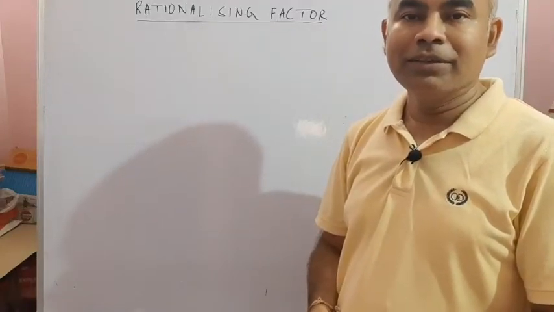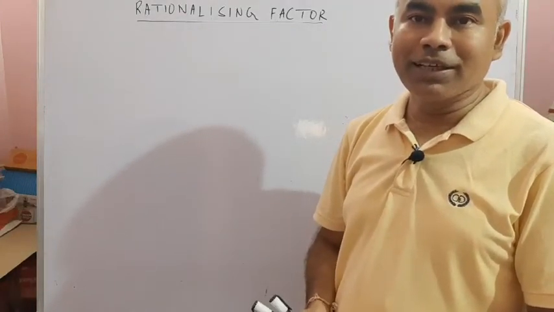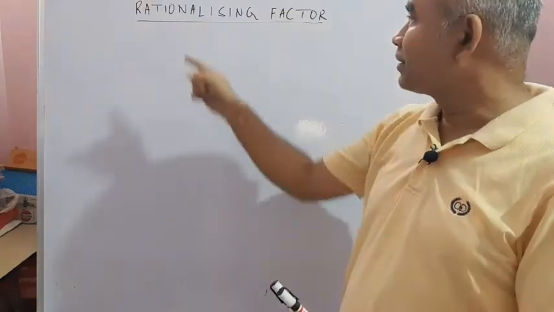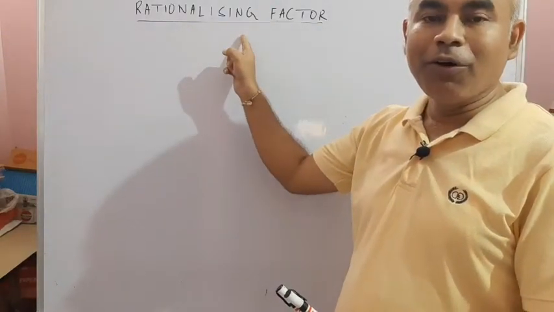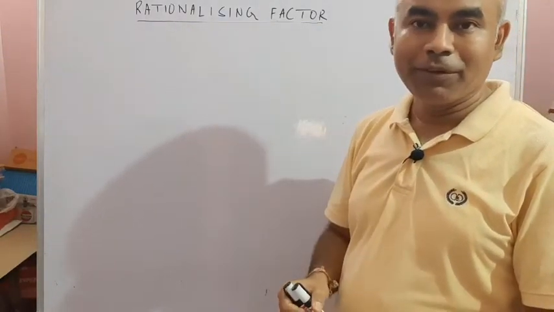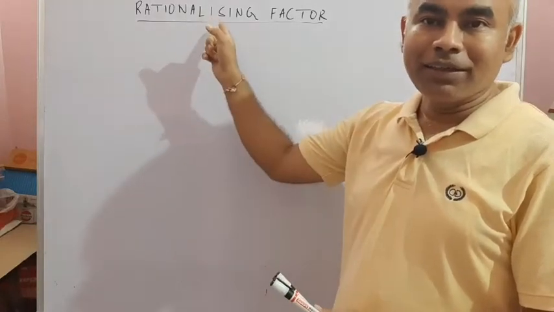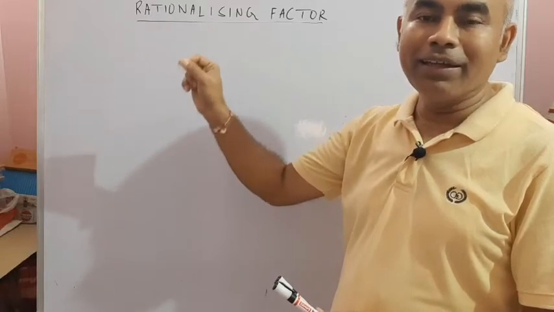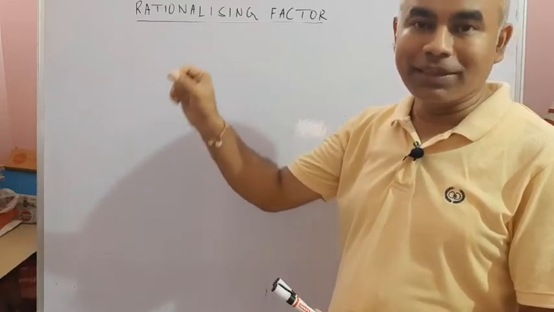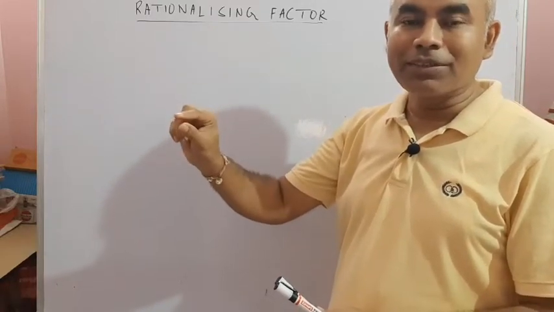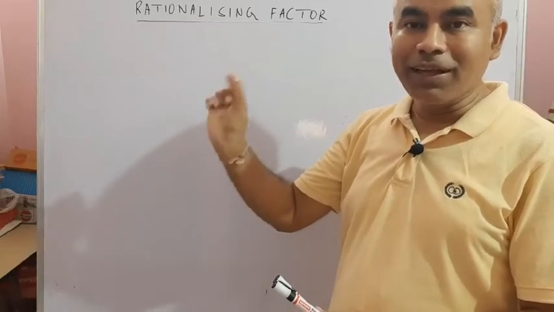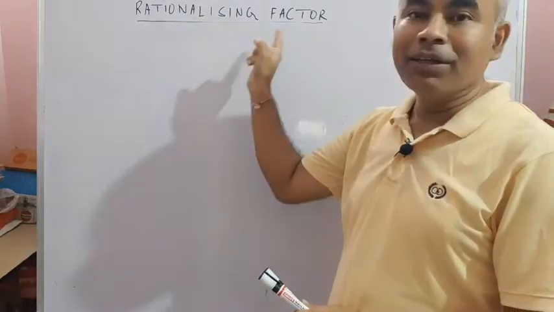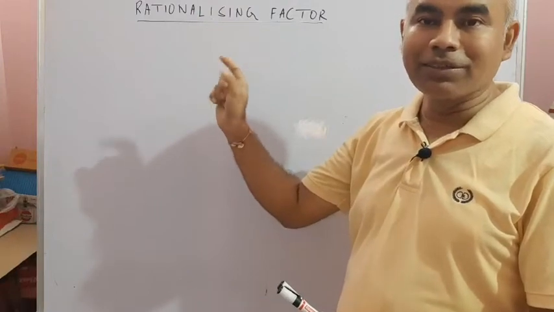Hello children, today we are going to discuss a topic that is the rationalization factor of an irrational number. You can find this topic in class 9, chapter 1. So how do we make an irrational number into a rational number? That is called the rationalization process. In the rationalization process, the term rationalizing factor is used.